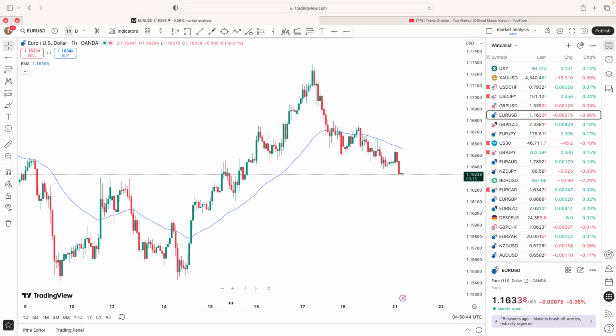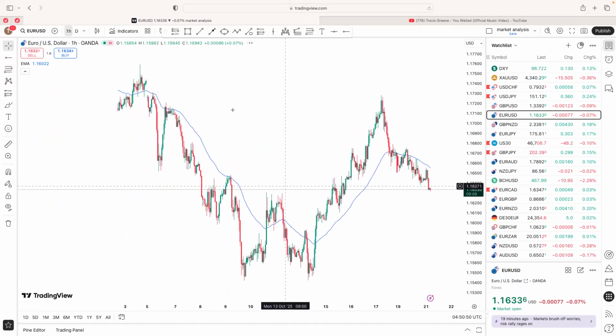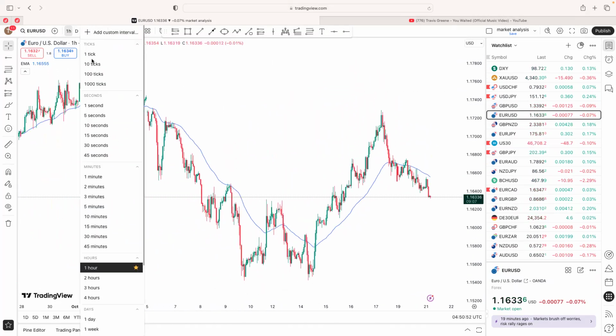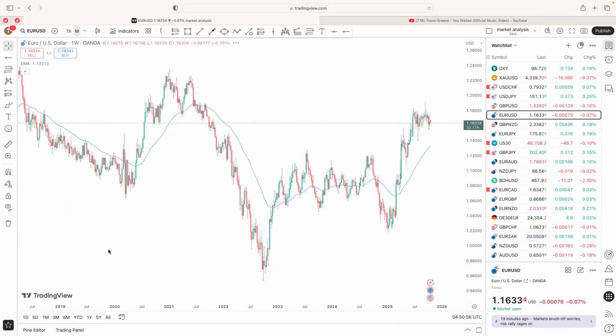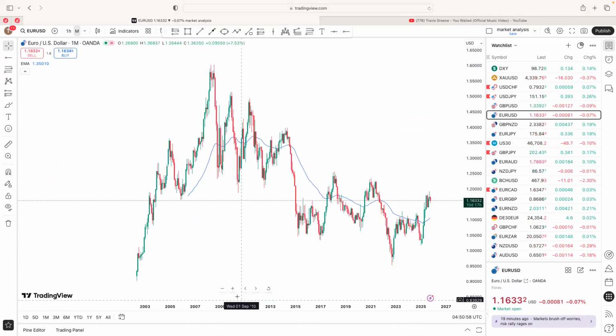Okay, guys, so we are looking at Euro USD right here. The first thing that we're gonna do is a top-down analysis as usual. We're gonna start from the monthly time frame.